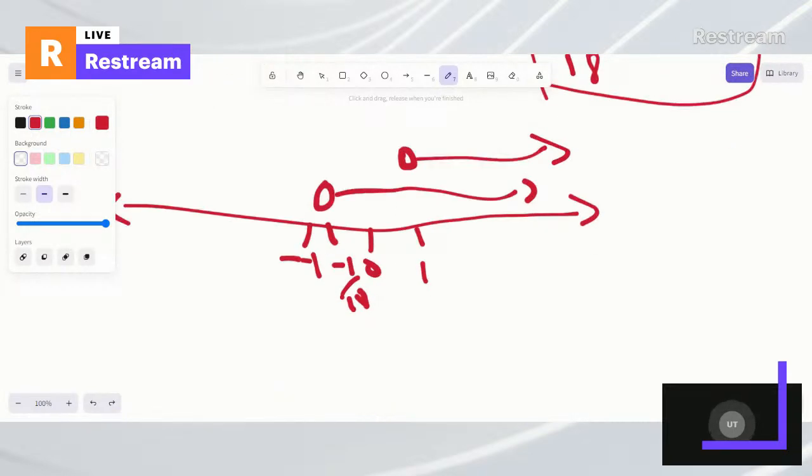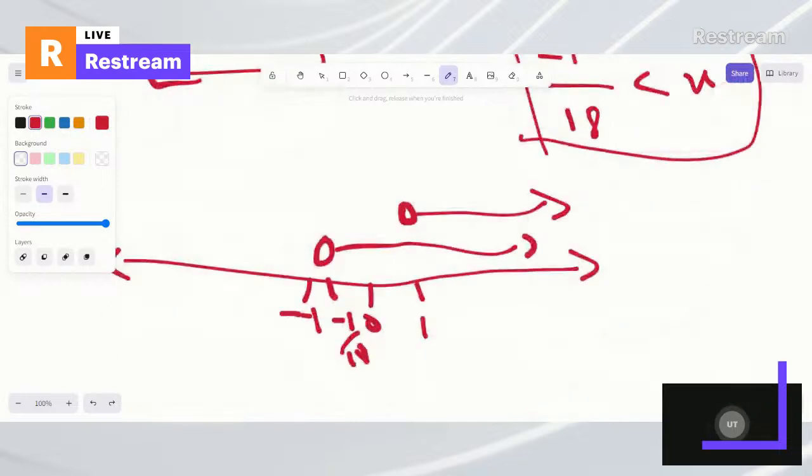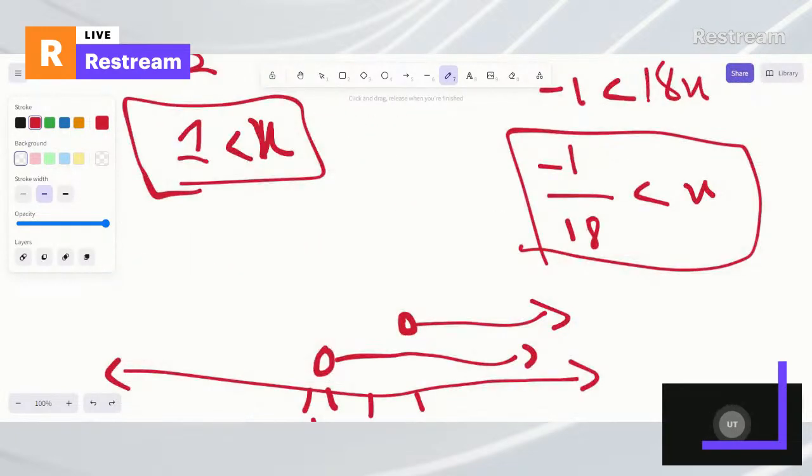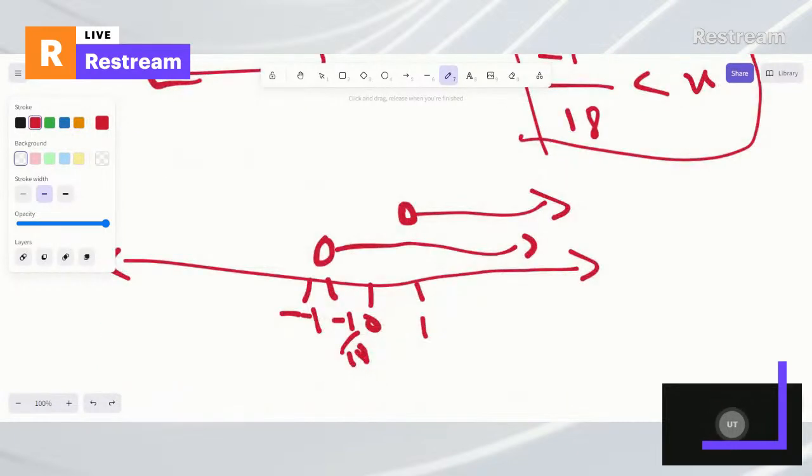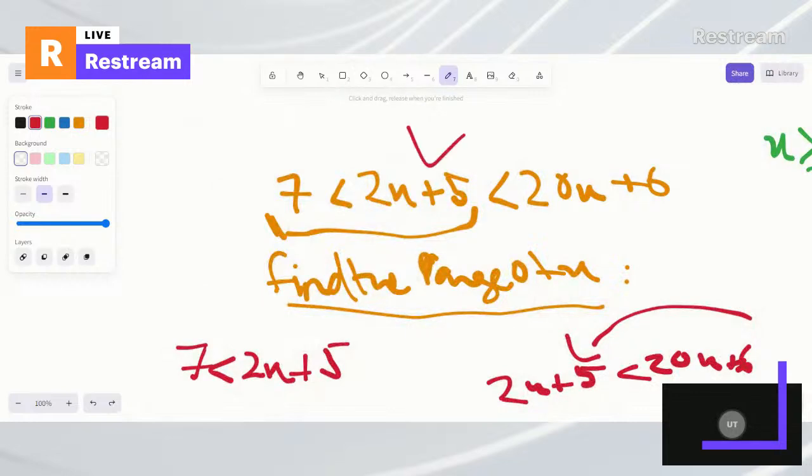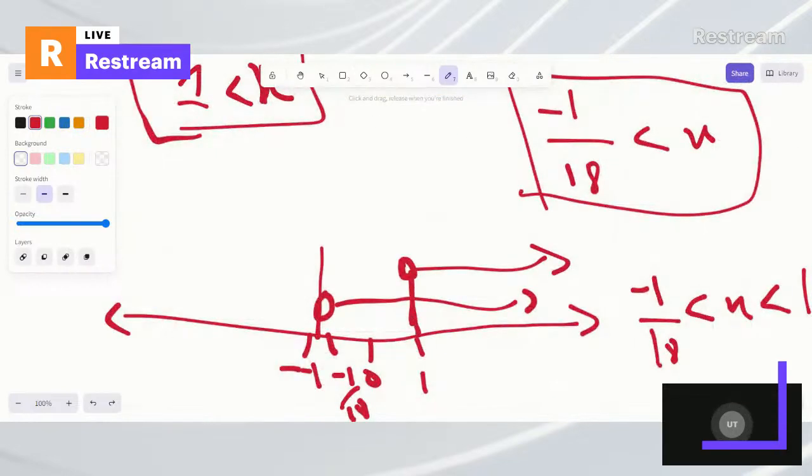So the final answer for the range of this question, to find out the value of x, is this. This is a trick now. The trick is that you use the lower value. You write it as negative 1 over 18. So now x is greater than that and x is lower than 1. So this thing is now the domain for this question. This thing is now the range of the question.